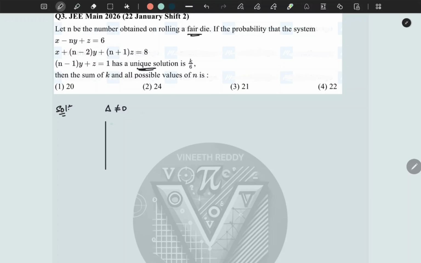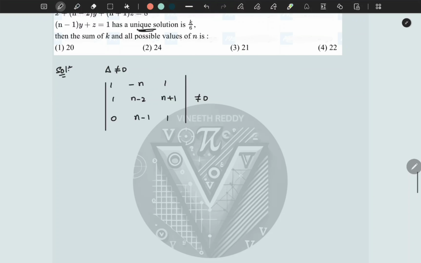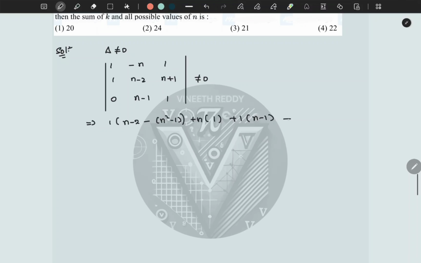And what is delta? The coefficient determinant, that is 1, minus 1, 1, 1, n minus 2, n plus 1, and I think it is 0, n minus 1 and 1. This is not equal to 0. That means expand the determinant along the first row, we get 1 into n minus 2, minus n minus 1 into n plus 1, which is n square minus 1, and then minus of minus n becomes plus n into 1 minus 0, and then plus 1 into n minus 1 minus 0. So we get, this is not equal to 0.